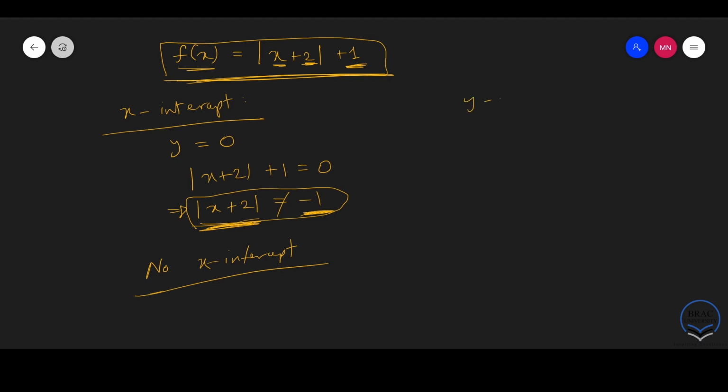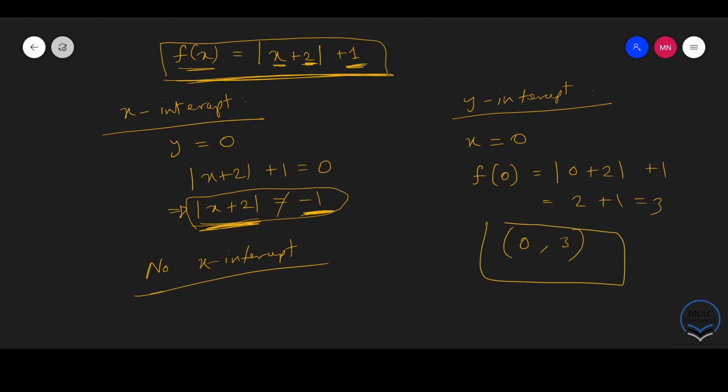Now similarly, for the y-intercept, we set our x value to be equal to 0. So when x is equal to 0, we have f of 0 equal to the absolute value of 0 plus 2, plus 1. So we have 2 plus 1, which is just 3. Right, so when x is equal to 0, our output is 3. y is equal to 3. So this is our y-intercept.